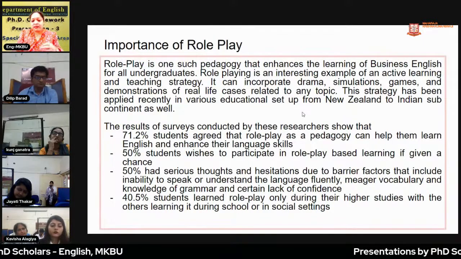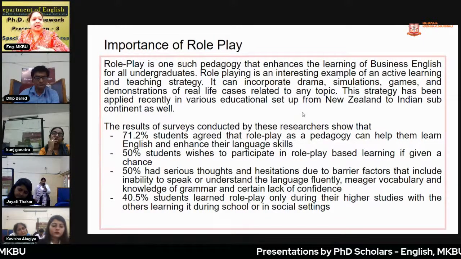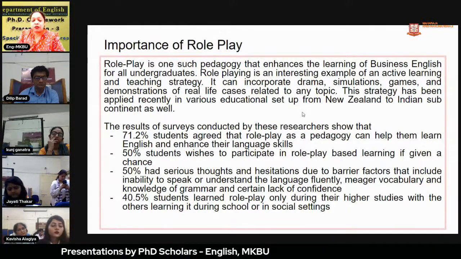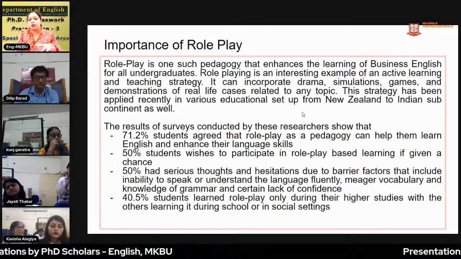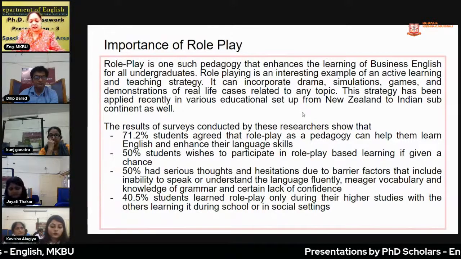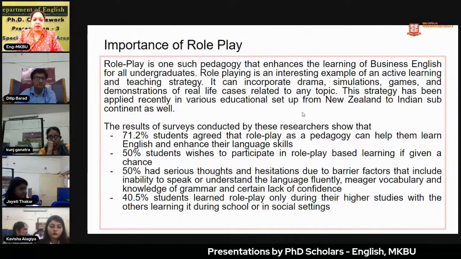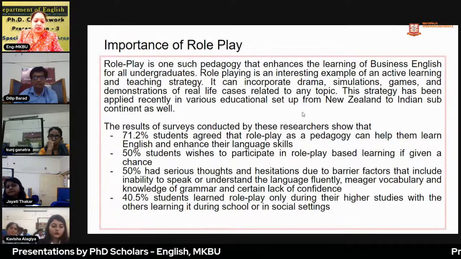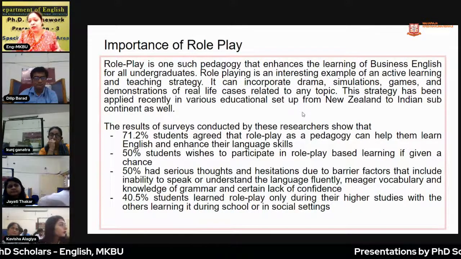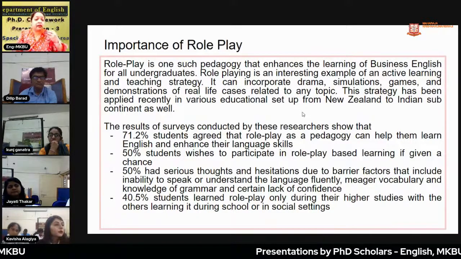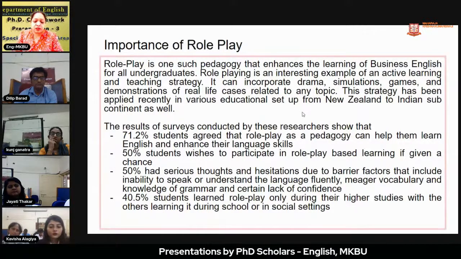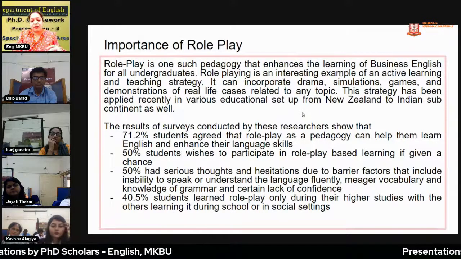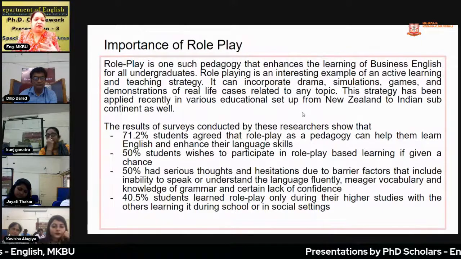So role play is one such pedagogy, and I got this idea from an experiment that was done in a university in New Zealand, where they also made their students do role plays. And these are some of the statistics that came out at the end. The conclusion of the researchers in New Zealand was that many students enjoy role play and learn better, and 50% of the students thought that if they didn't have the language barrier or had more fluency in the language, they could have performed even better.